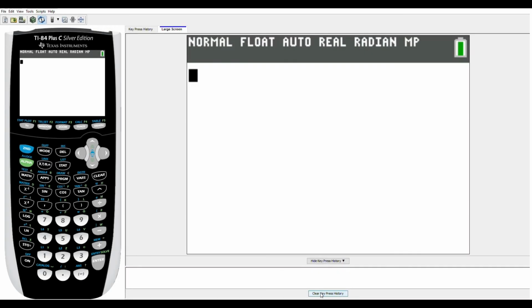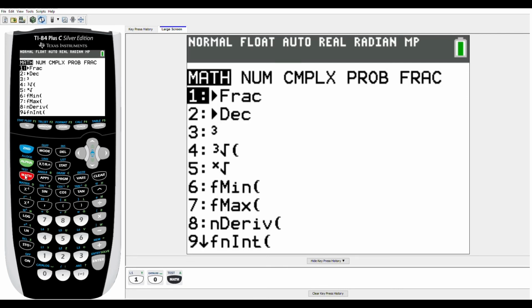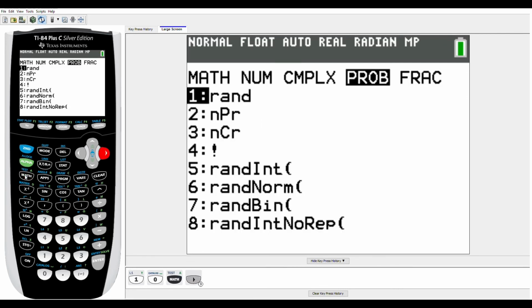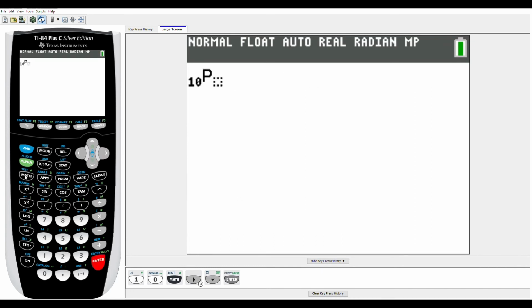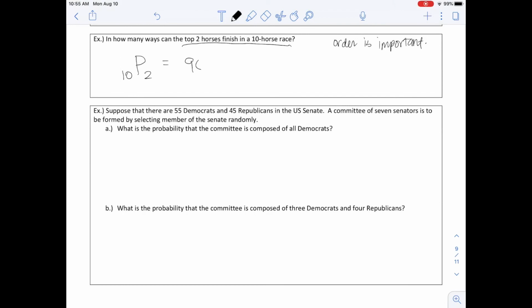On your calculator, we're going to select 10, which is the total number of horses that we have. Then we're going to go to Math, go over to PROB, go down to permutations, number 2. And then we're selecting the top 2 horses to finish the race. Select Enter, and we arrive at our answer. From the calculator, we arrive at an answer of 90 ways for 2 horses to finish.